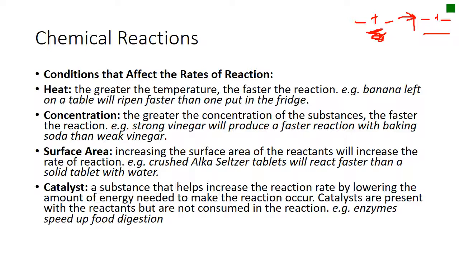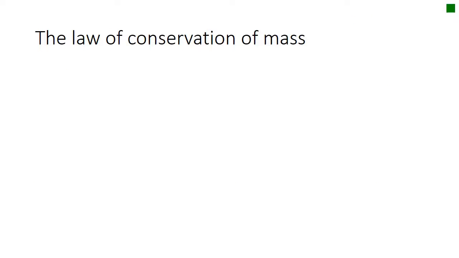A catalyst is a substance that will help a chemical reaction to occur. In the presence of a catalyst we can get a chemical reaction; in the absence, we might not get a chemical reaction at all, or a very slow reaction.